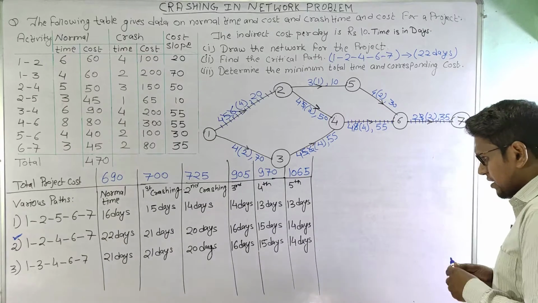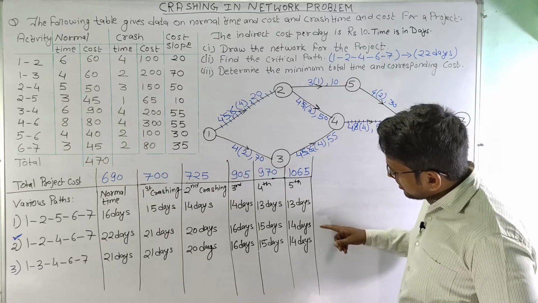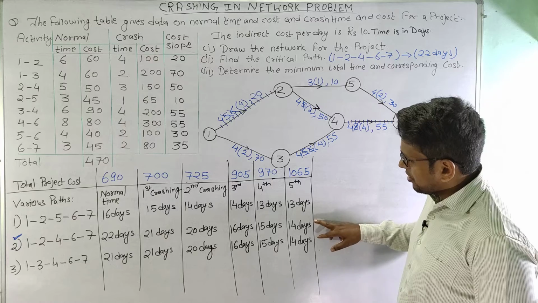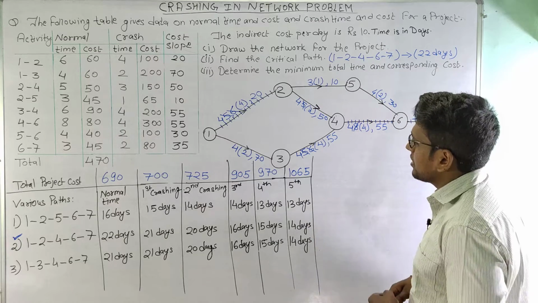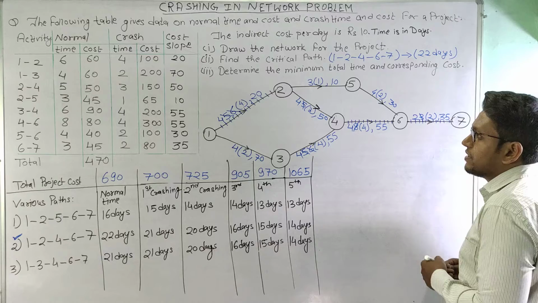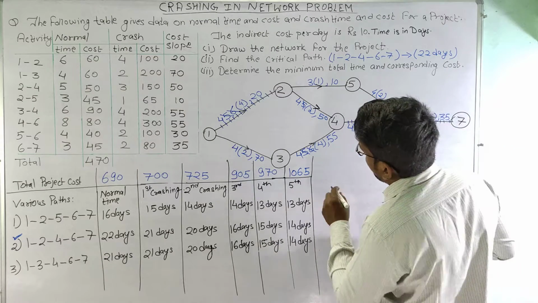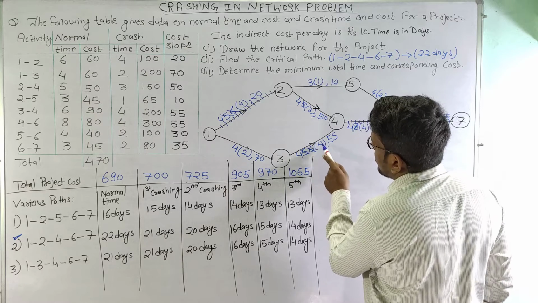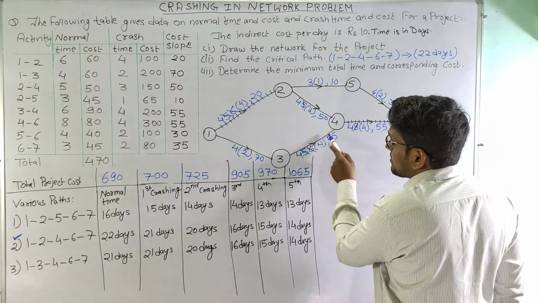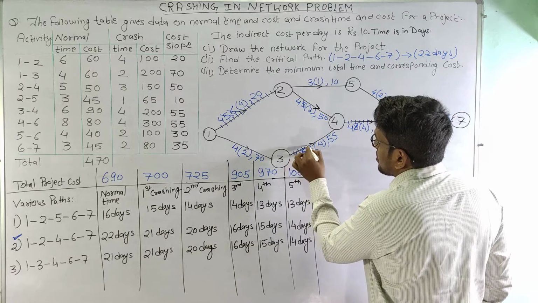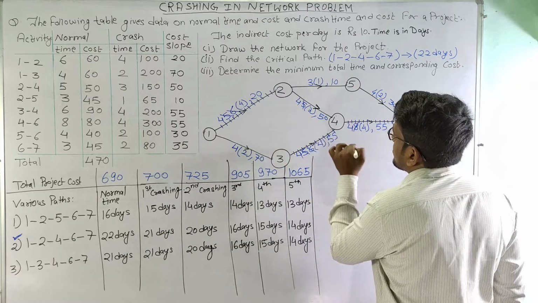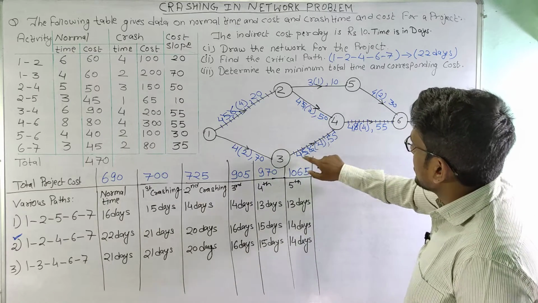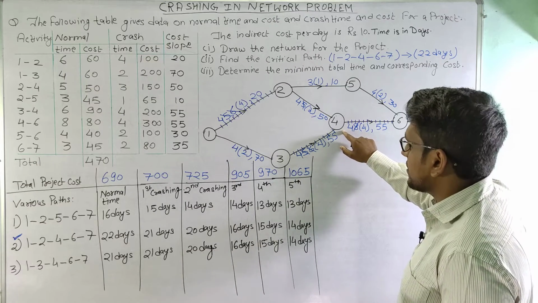So now we can see here that we are still having these two paths as the maximum duration. That means these two are critical paths here, and we will try to crash these two activities. But before, we can see here that after crashing activity 3 4, the normal time and crash time here are same. That means we cannot crash this activity further. So we will show this by cross lines so that this activity cannot be crashed further.